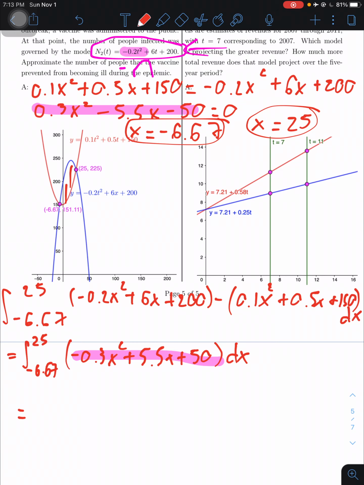Well, we're going to do 0.3x cubed divided by 3. Okay? And if you want, you can cancel the 3's in here. So that would be negative 0.1x cubed, right? So let me skip forward to that part and just put 0.1 in here. And the next one we have 5.5x squared divided by 2, and then 50x, integrated from negative 6.67 all the way to 25.